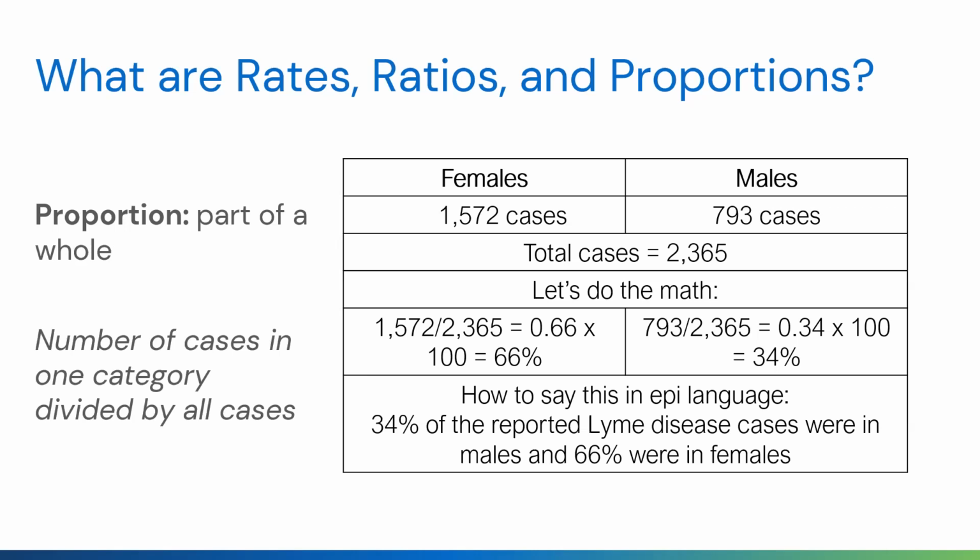I mentioned proportion a moment ago, and I already calculated the proportion, but you can see how you're set up to do a rate with the proportion. It's part of a whole. I already calculated that total. I have the number of cases in one category divided by all the cases. So how do I state this? I've got the total number of cases. I do the math by dividing the number of cases in one category by the total number of cases, multiplying by 100, so I get a percent. And then I can say that 34% of the reported Lyme disease cases were males and 66% were in females.